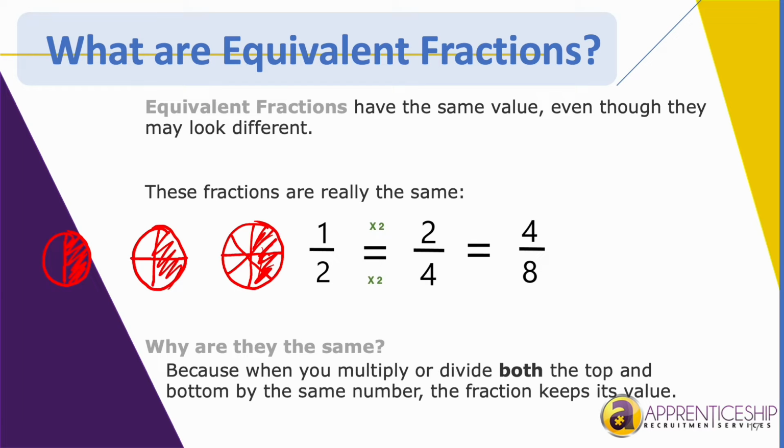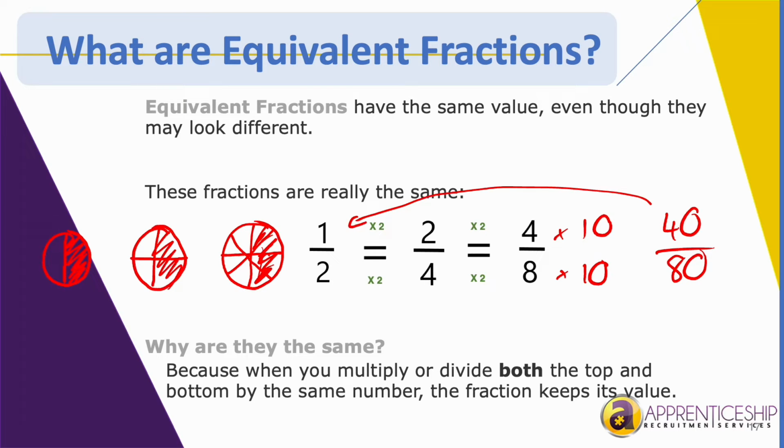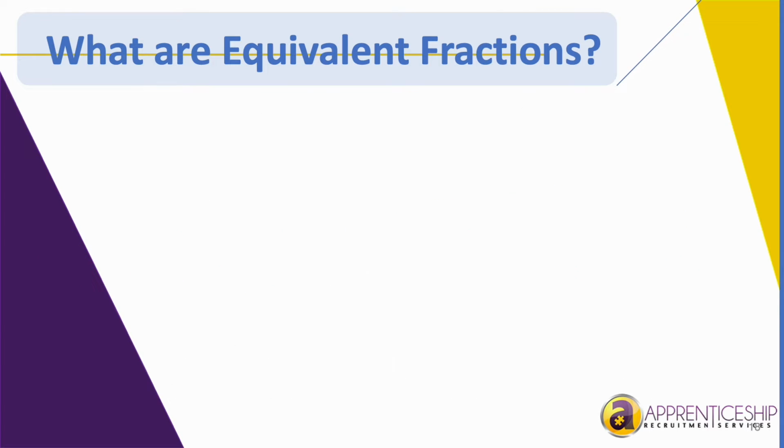Because whatever we do to the top, we do to the bottom. So if I was to multiply this by 10, and this by 10, 40 out of 80 is the same as 1/2. They are equivalent. Even though they look different, even though this looks so much bigger, it's the same. So imagine a pizza and you cut it into 80 slices. The slices are going to be tiny. So if you had 40 of them, it would add up to half of the pizza.